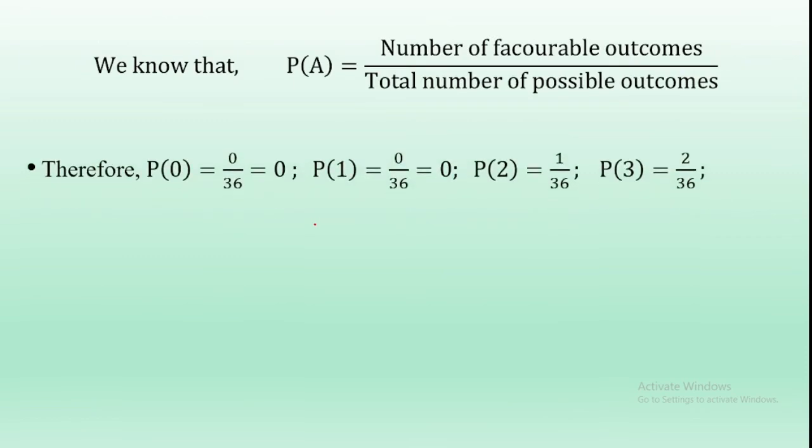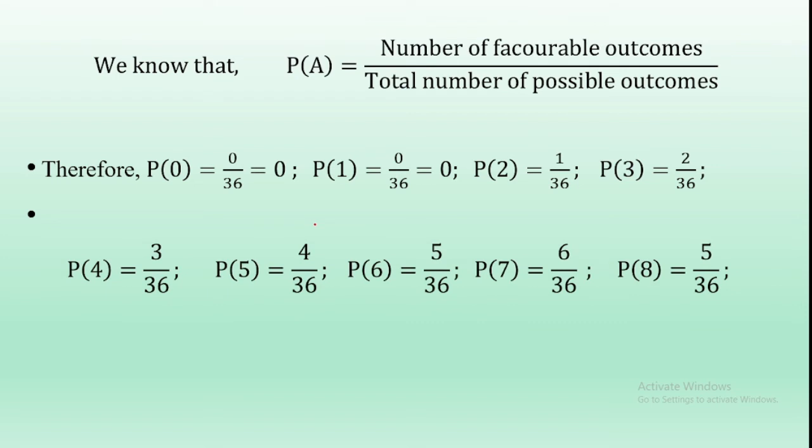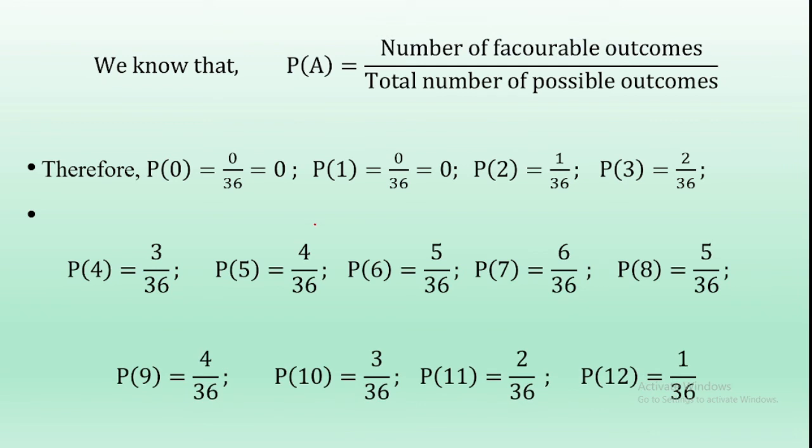Similarly, we can determine probability of 4, 5, 6, 7, 8, 9, 10, 11 and 12. The same concept is already explained. This same calculation was explained in the previous topic, the probability distribution function or cumulative distribution function concept, so please refer to that topic.